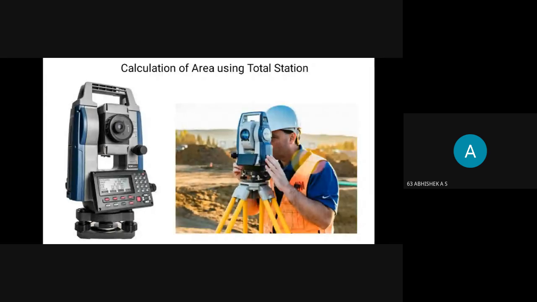So the functions of these two instruments are combined in this total station. So we can replace those two instruments with this total station. It is a modern type of instrument. Here we are only using this instrument to find the distance. Once we get the distance, we can find the area. So that is the principle.